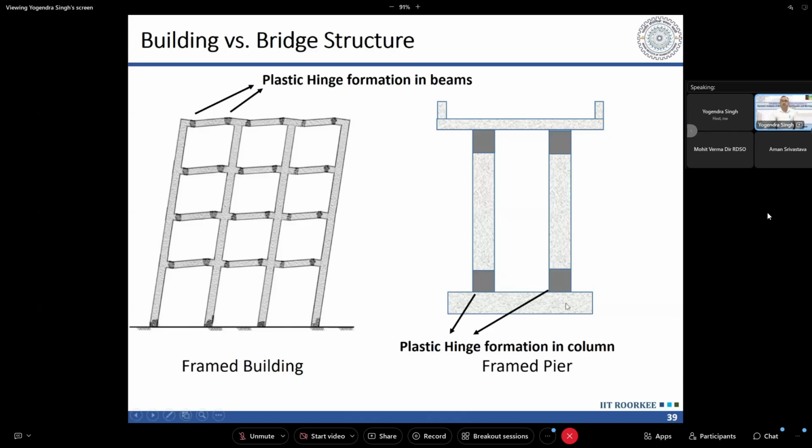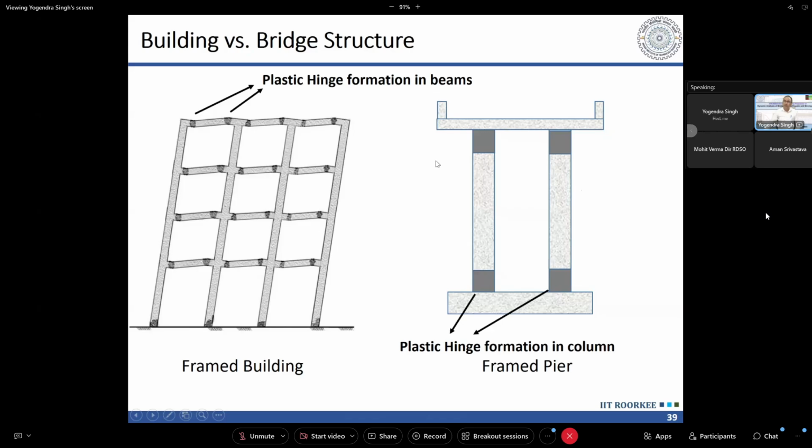But in case of bridges, it is not possible. Generally, there are no beams. Even if it is a multi-pier or multi-column bent, we can see here also that there are no beams, and in that case the plastic hinges can form only in the piers. If it was a single pier, the plastic hinges will form at the base only. If we have multiple piers, then some framing action will come due to the slab at the top or the superstructure, and then the hinges can form at the top also.